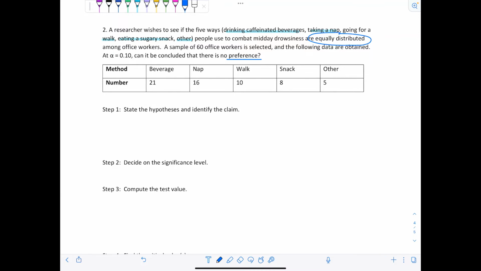So here is the result of the survey, 60 office workers. So these are the observed. And then expected, think about it this way. They want to see if the data is equally distributed and that there's no preference amongst these methods. So basically you would expect each of the methods to have the same frequency. 60 office workers divided by 5 is 12. So we would expect 12 to be in each of these.